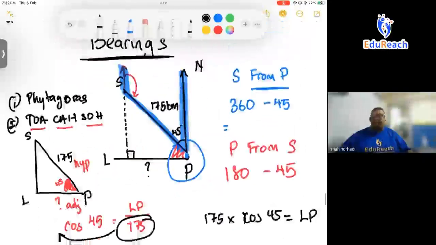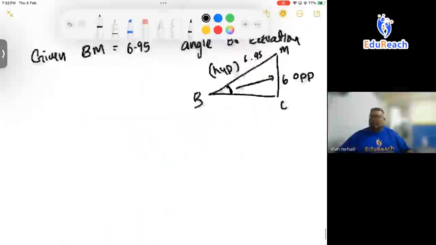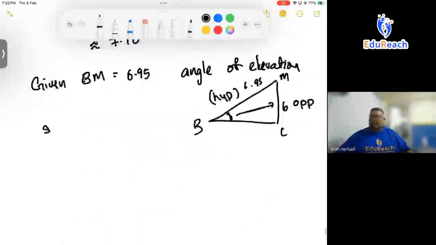So okay, write this down. Sine theta equals 6 over 6.95. It's not 69.5, it's 6.95.